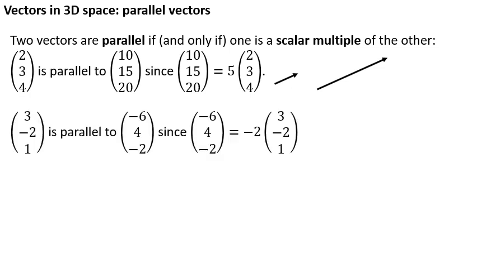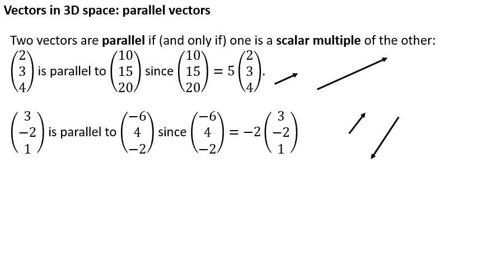Here's another example, though, that seems to break that idea of going in the same direction. So we have to be a little more careful and precise with our wording. 3, negative 2, 1 is parallel, by our definition, to negative 6, 4, negative 2. And that's because we can show that one of them is a scalar multiple of the other. Now, the slight unease we should have here is related to the fact that these are most definitely not going in the same direction. So if you use that slightly vaguer definition of parallel, going the same way, we'd have to say these are not.